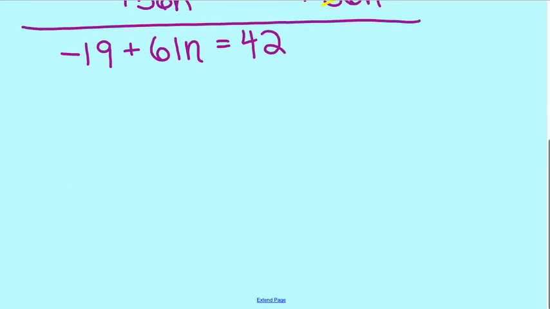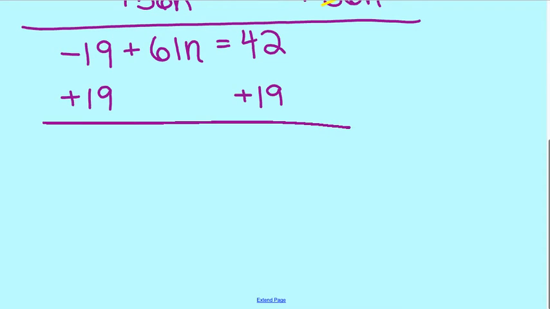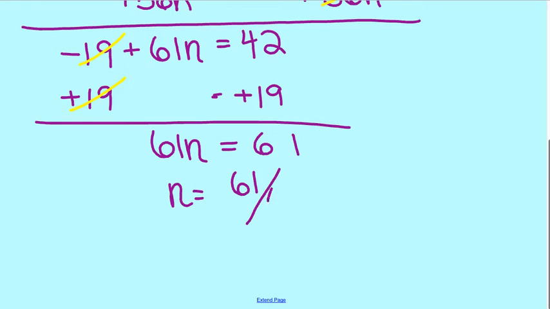All right, now we're going to add 19 to both sides because right now it's subtracting 19 and negative 19. So add 19. Positive and negative 19 will cancel out. So we're left with 61n on the left. 42 plus 19 will give us 61. All right, last step. Divide both sides by 61. 61 divided by 61, n equals 1.